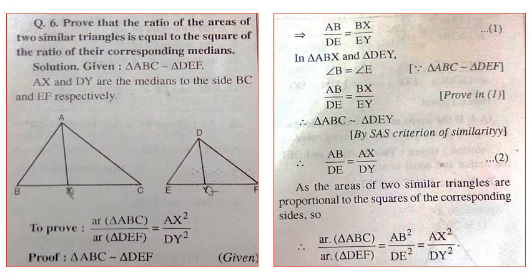As the areas of two similar triangles are proportional to the squares of the corresponding sides, we get area of triangle ABC by area of triangle DEF is equal to AB by DE the whole square. But AB by DE is equal to AX by DY from equation 2. So we get AX square by DY square. That is, the ratio of the areas of two similar triangles is equal to the square of the ratio of their corresponding medians also.